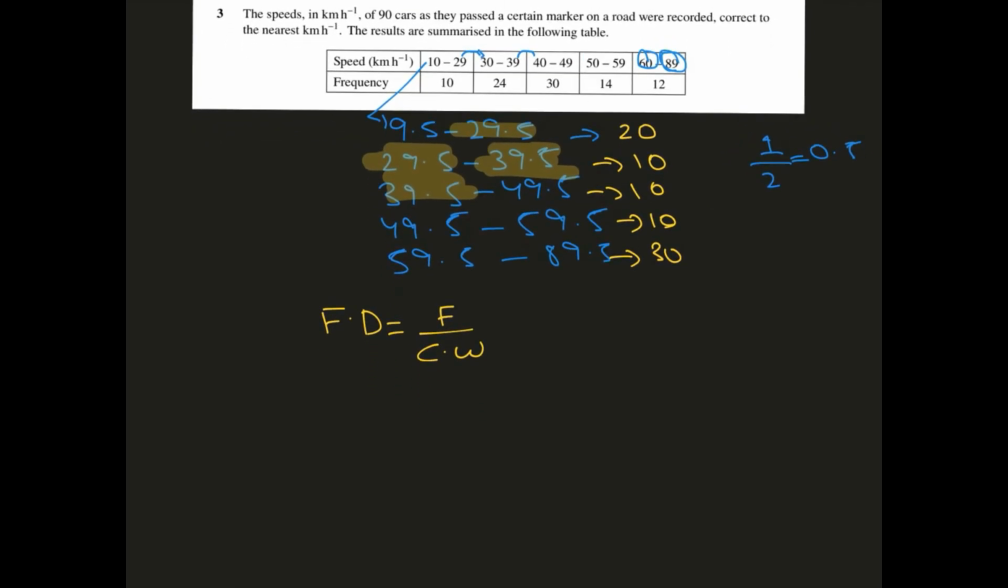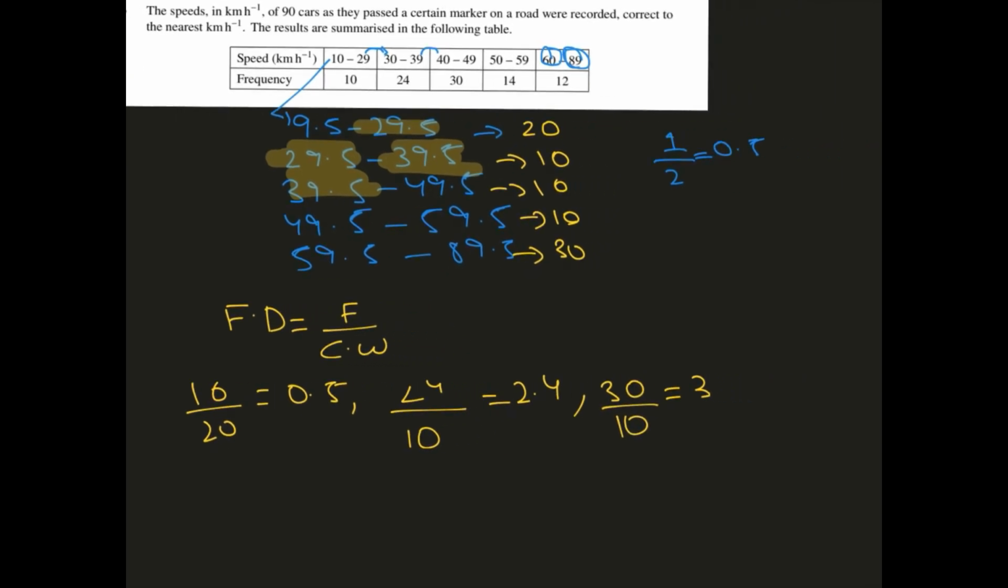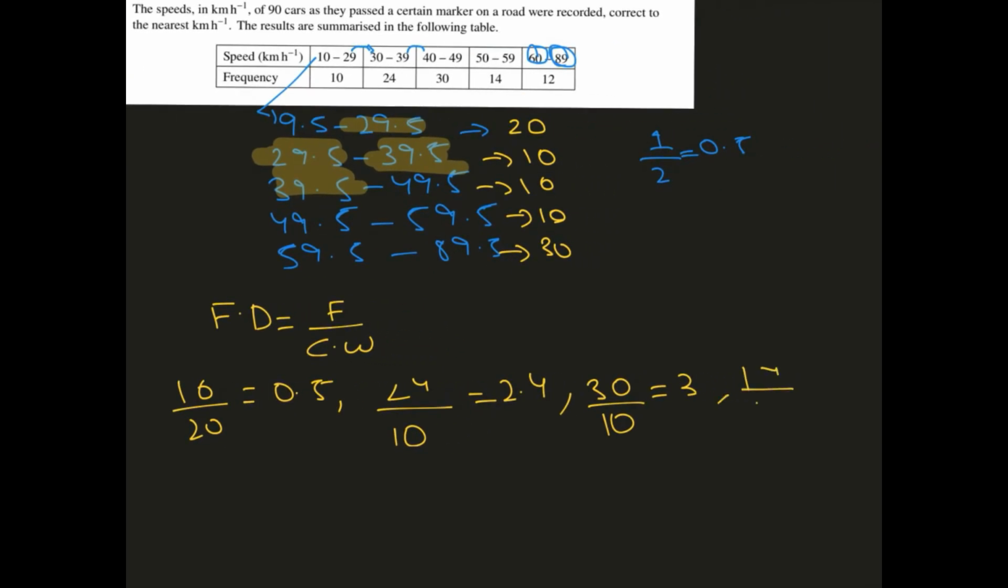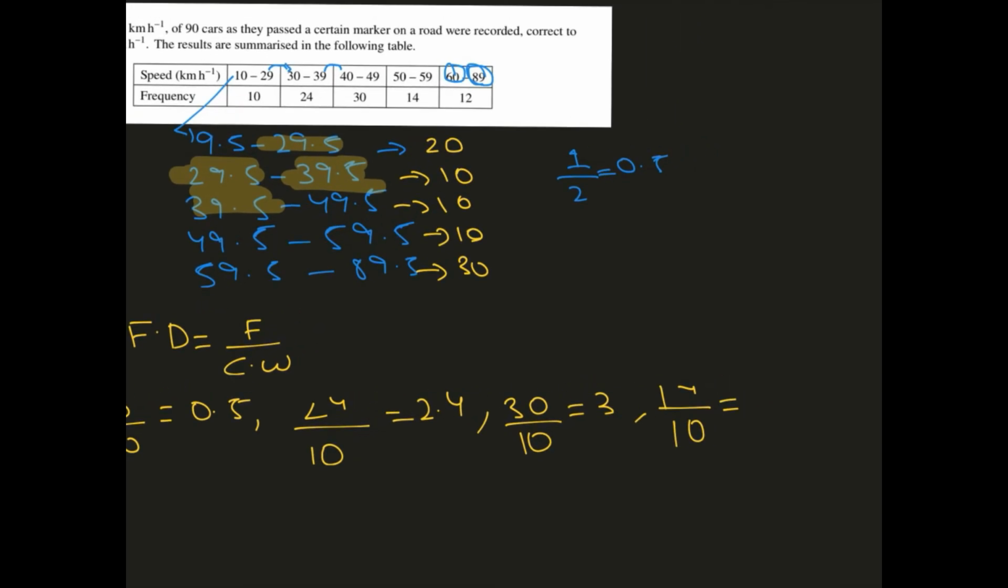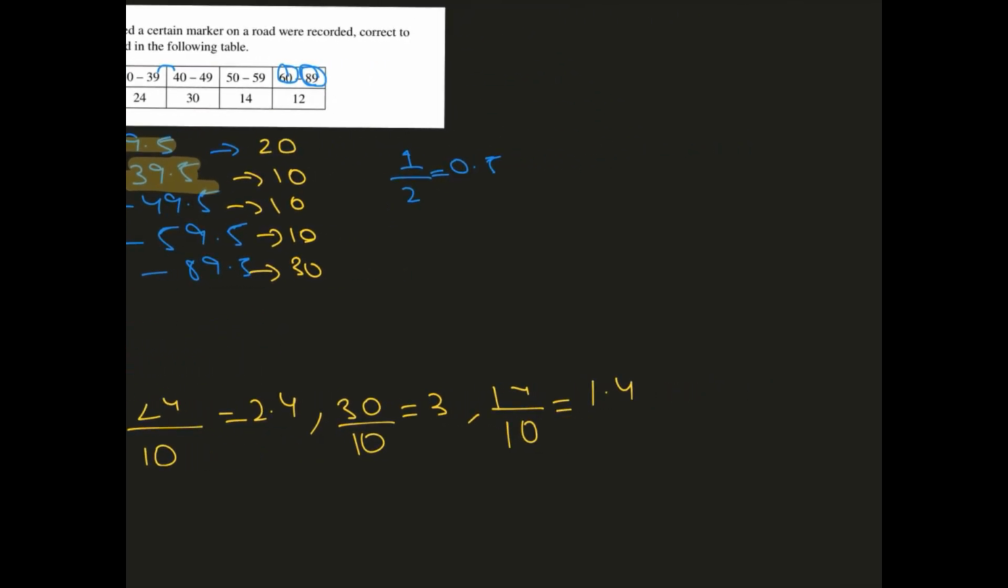So for the first group, it will be 10 divided by 20, which is 0.5. For the second group, it will be 24 divided by 10, so this is 2.4. Then we have 30 divided by 10, which is 3. And then we have 14 divided by 10, which is 1.4. And then we have 12 divided by 30, which is 0.4, right?